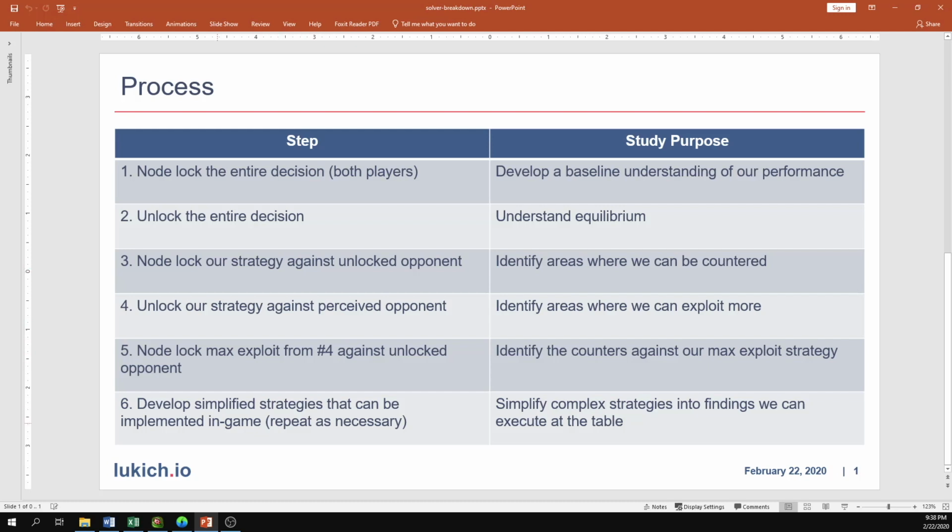And then finally, it's to try to develop simplified strategies from all of these learnings that we can implement in game, and we can repeat as necessary. And ultimately, that helps us better simplify complex strategies into findings that we can execute at the table.